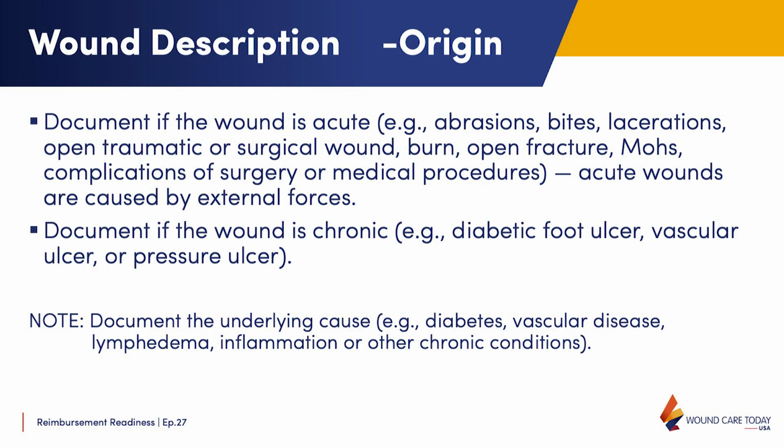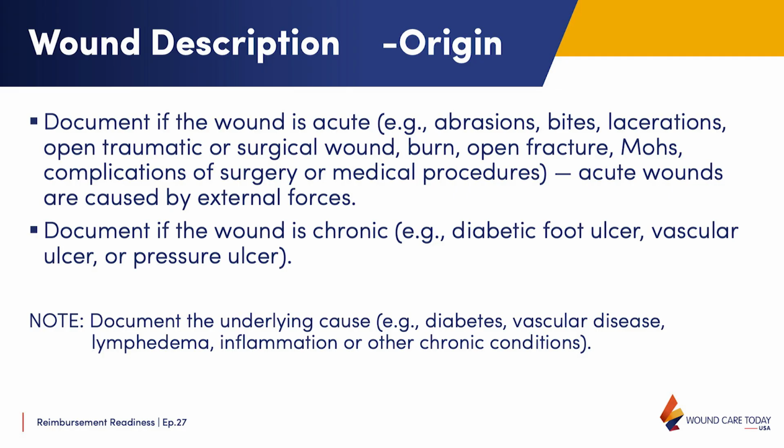That's very important. Document if the wound is acute in origin, acute meaning abrasions, bites, lacerations, open traumatic or surgical wounds, burns, open fractures, Mohs, complication of surgery or medical procedures. Acute wounds are caused by external forces, and they'll usually be found in the trauma chapter of ICD-10. Document if the wound is chronic, for example, diabetic foot ulcer, vascular ulcer, or pressure ulcer.